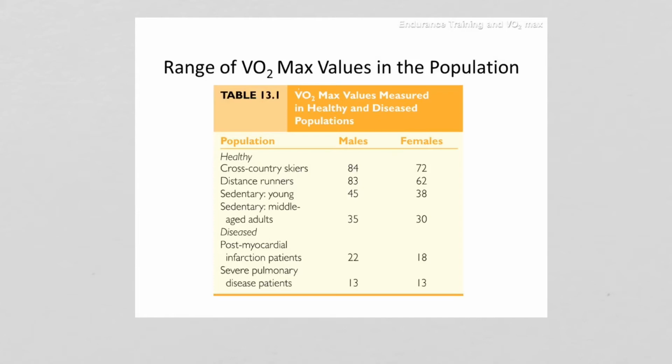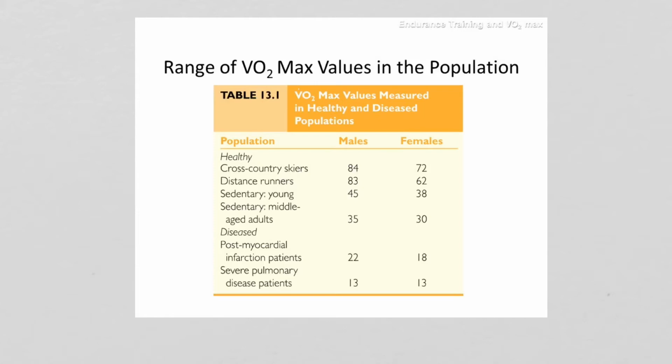Table 13.1, which is shown here, gives us some VO2 max values for some both healthy and diseased populations, and some of these values we're pretty familiar with. So cross-country skiers and distance runners in the sports world will have the highest VO2 max values, at least the ones that are highly trained and world-class athletes, which are the values shown here. Distance runners, 83, cross-country skiers, 84. There have been values even above 90 that have been recorded in males.